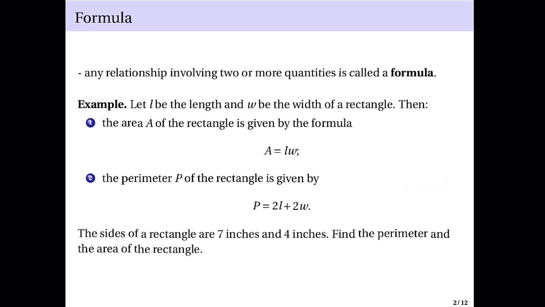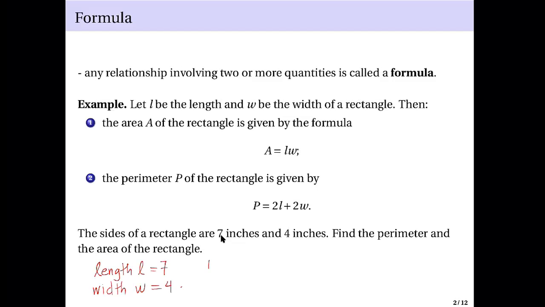So now, let us look at this. Example: the sides of a rectangle are 7 inches and 4 inches. Find the perimeter and the area of the rectangle. As I have mentioned earlier, we usually let the length be the longer side. So in here, we let L, the length, be equal to 7, and then the width W is equal to 4.